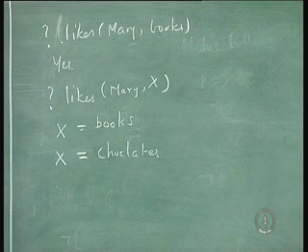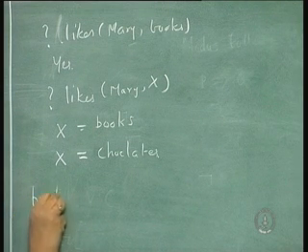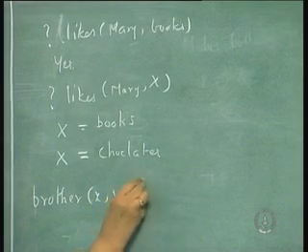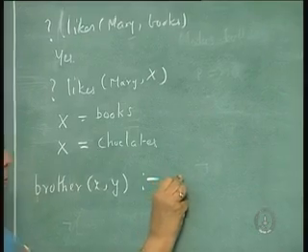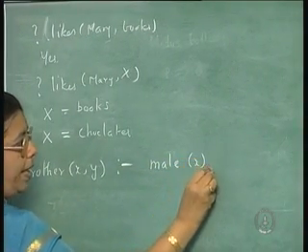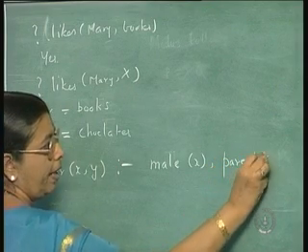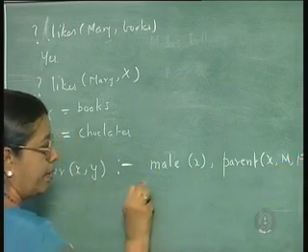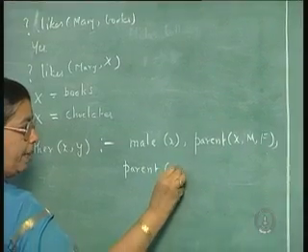Now there are some rules also, something like brother X Y if male X, parent X M F, parent Y M F.